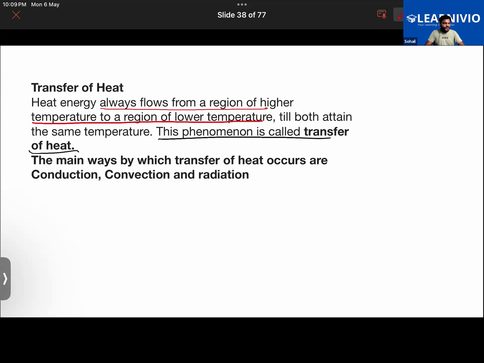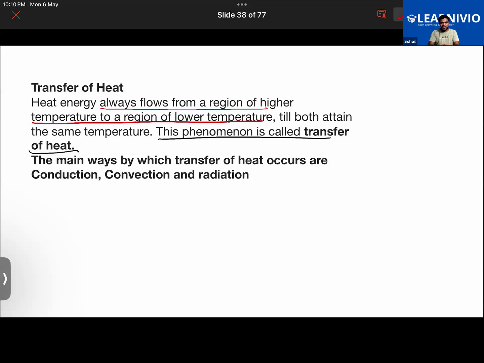And when will it stop? When will the heat flow stop? When does transfer of heat stop? Answer this question. When will the flow of heat stop? Until both the bodies attain the same temperature. Getting it? So that is the point.